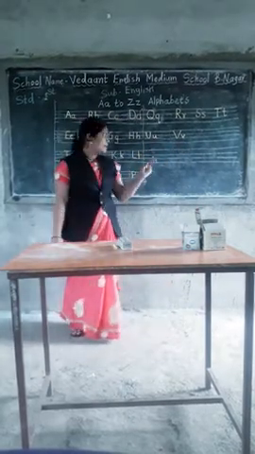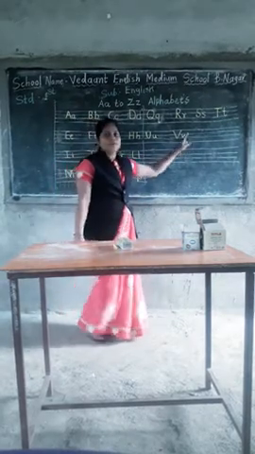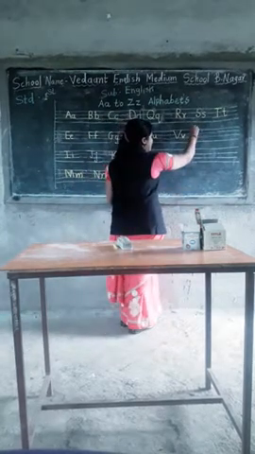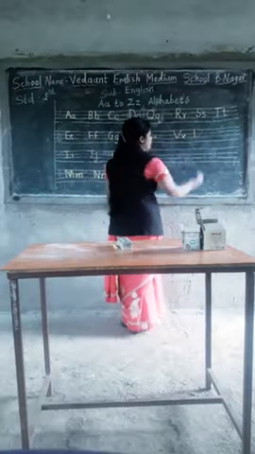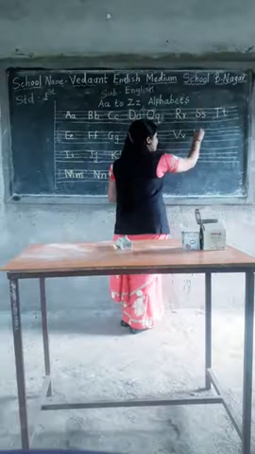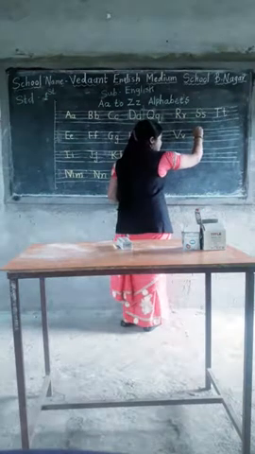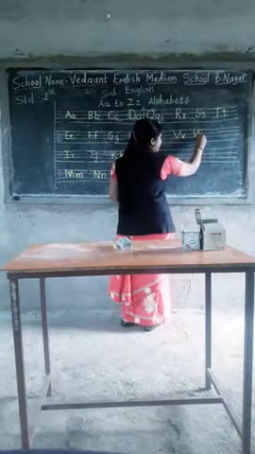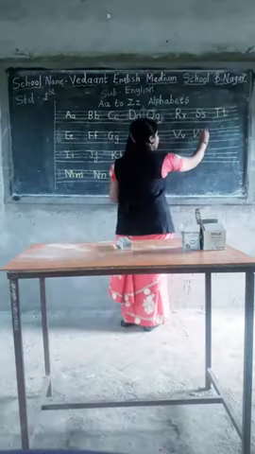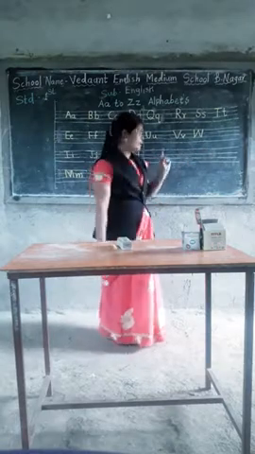Okay, again, which is the next letter? W. So how to write W? Let's see. Go to the top, draw a standing line in this way. After that, go to the top again in this way. Draw a slanting line here. After that, go to the top again. Draw a slanting line here. And after that, draw a standing line. In this way, you write the capital W.